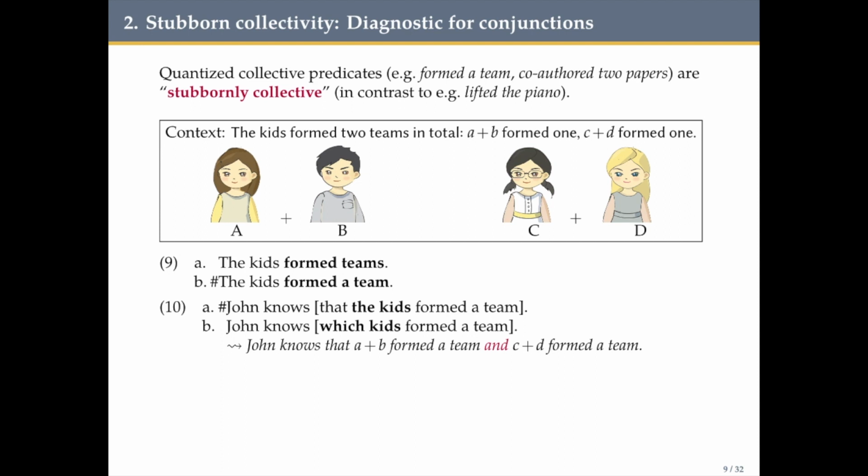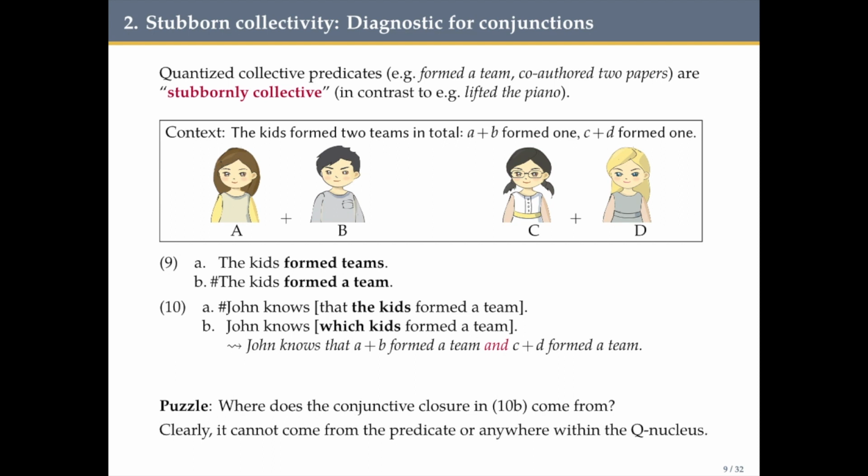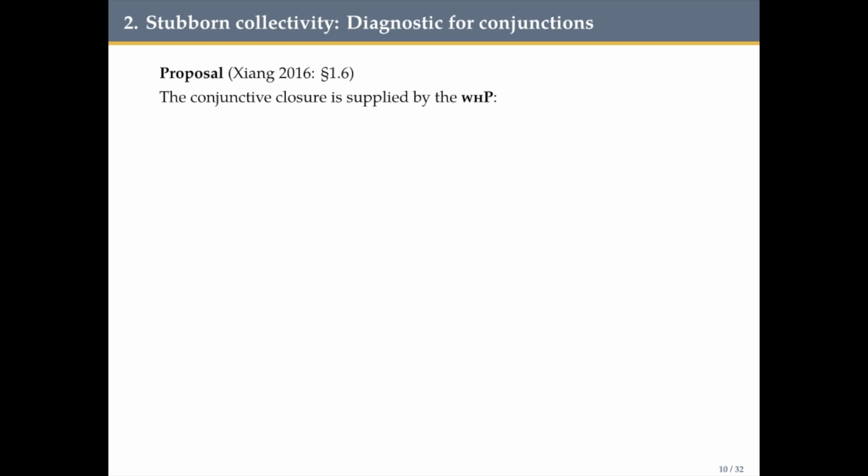Intuitively, this sentence means that John knows that A and B formed a team and C and D formed a team. Here arises a puzzle: where does the conjunctive closure come from? Clearly, no matter how we analyze collectivity and distributivity, this conjunctive closure cannot come from the predicate or anywhere within the question clause. Otherwise, we should expect 10a to be felicitous as well. So I'm going to propose that the conjunctive closure is applied by the wh-phrase.